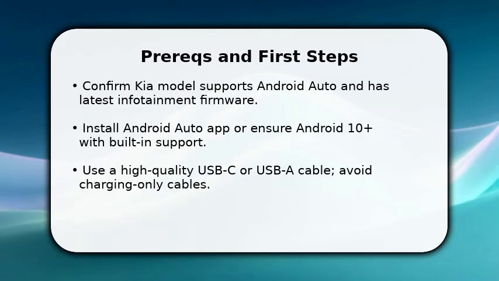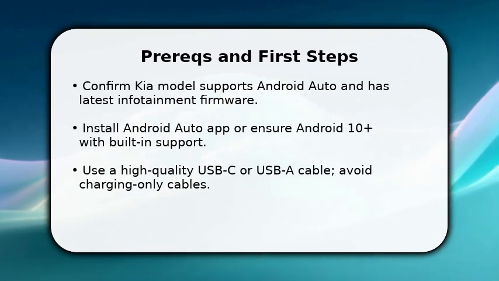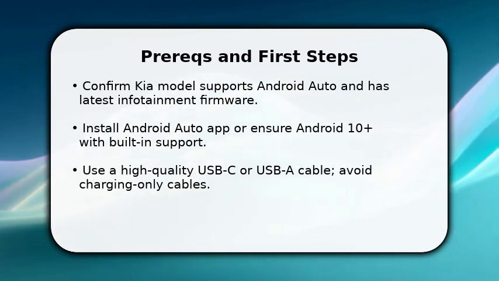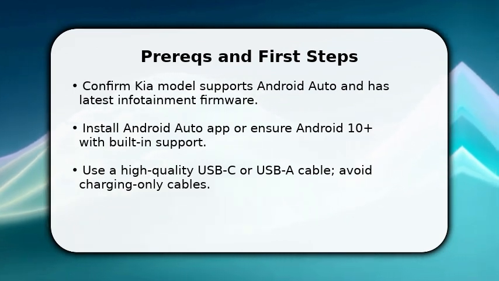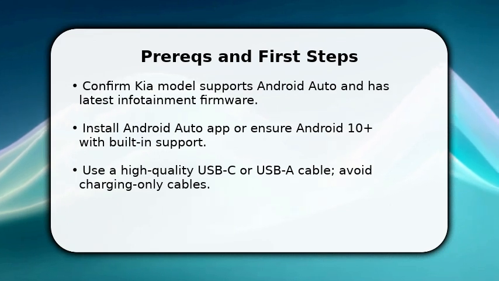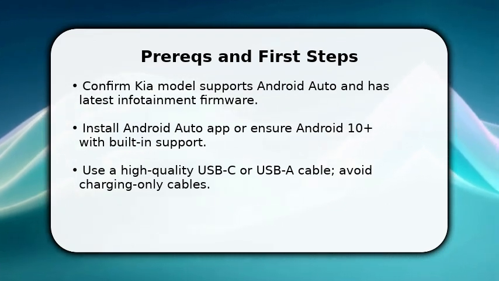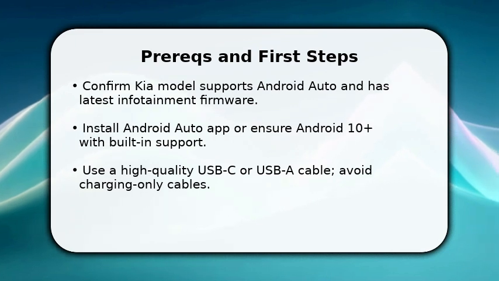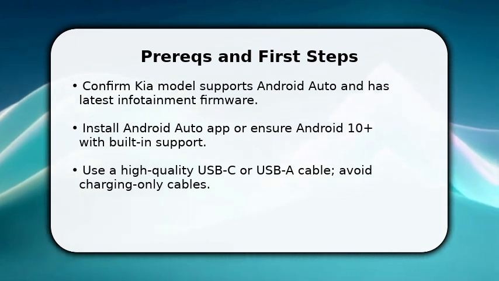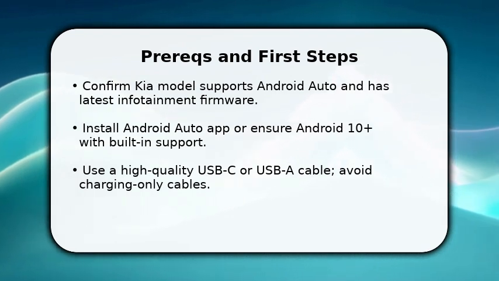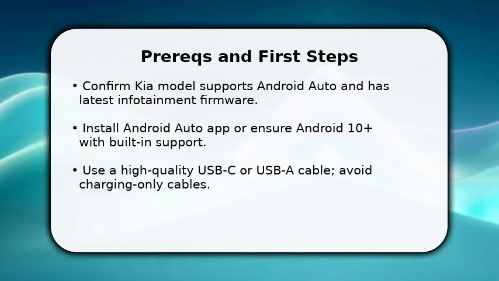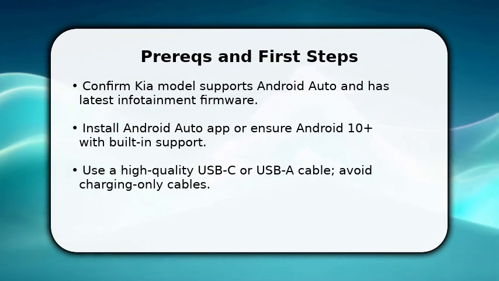Enjoy the video. You're starting with the essentials. Make sure your Kia's infotainment firmware is up to date and Android Auto is supported by your specific model because compatibility saves time. Once done, check your phone runs Android 10 or later or has the Android Auto app installed. This determines connection method. Next, plug a reliable USB cable into the car and phone port firmly. Use the OEM or a high-quality cable because flaky cables cause most failures.